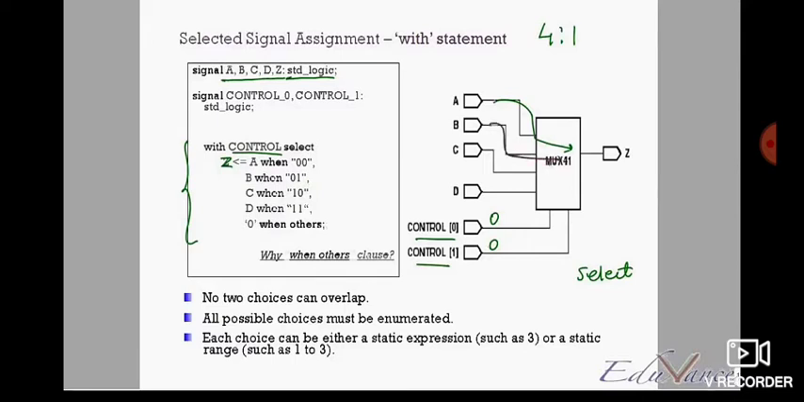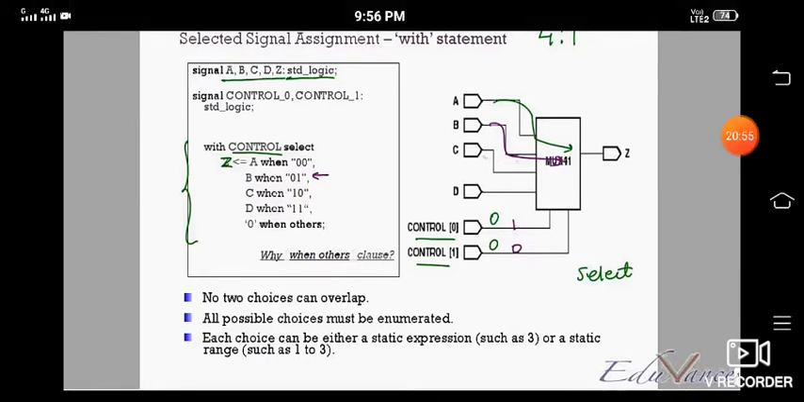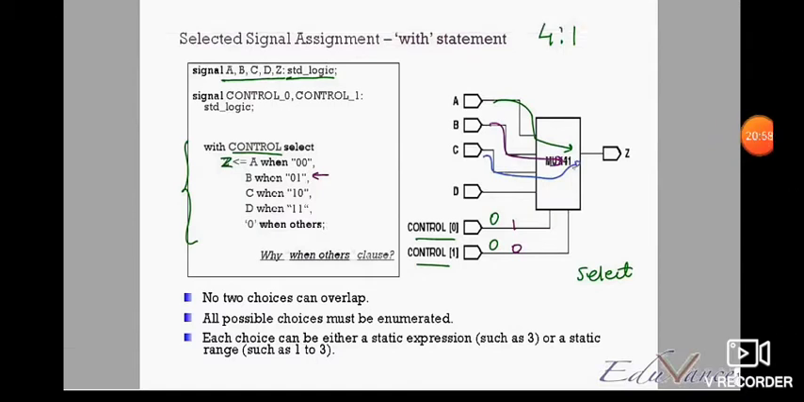My Z would get B if my control lines are 0, 1. That is, my control 0 is 0 and control 1 is 1. I'm sorry, the other way around. That is, control 0 is 1 and control 1 is 0. My C goes to Z. That is, Z gets C if my control 1 is 1 and control 0 is 0. And last, Z would get D when both my values are 1.